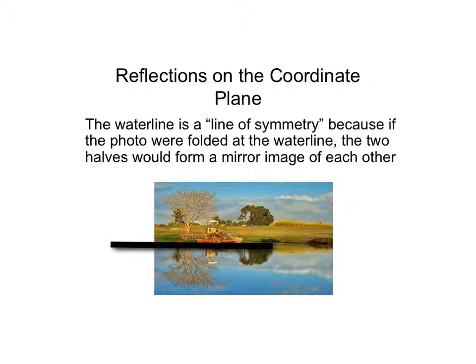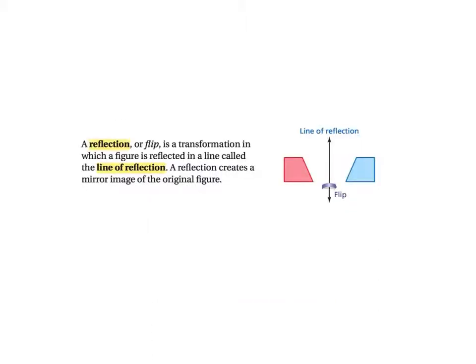Pause the movie and just write down line of symmetry in your notes. Next, we need to know that a reflection or flip is a transformation in which a figure is reflected in a line called the line of reflection. So here's our line of reflection or line of symmetry, and the piece is reflected over this line or flipped. Copy this definition and this picture into your notes.